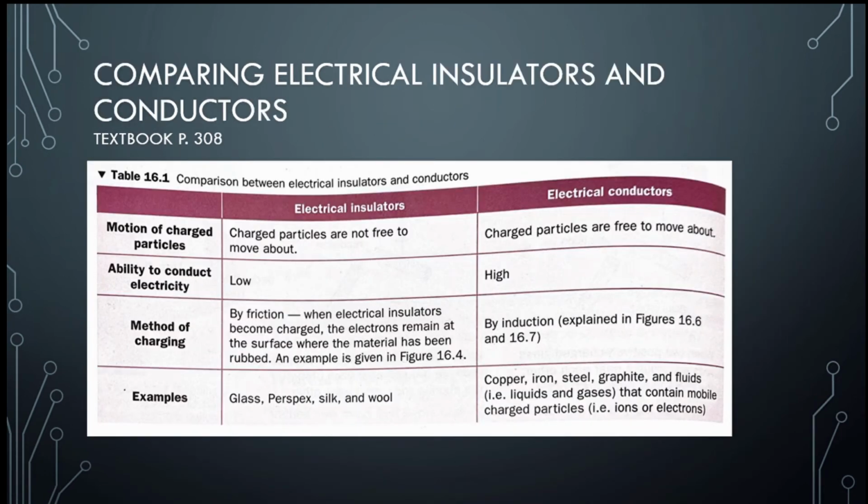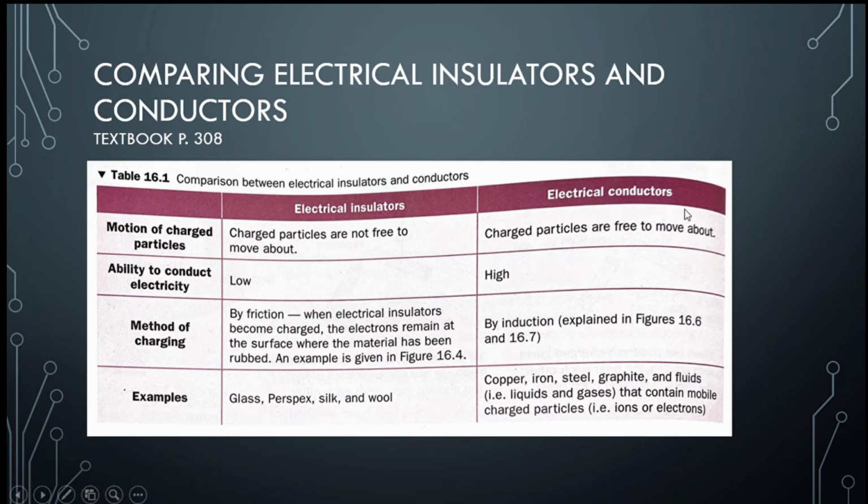Electrical insulators and conductors. Materials can be classified as electrical insulators or electrical conductors according to their properties. Now look at table 16.1, comparison between electrical insulators and conductors. Based on the motion of charged particles, in electrical insulators, charged particles are not free to move about. What does that mean by charged particle? In this case, the charged particle is electron.